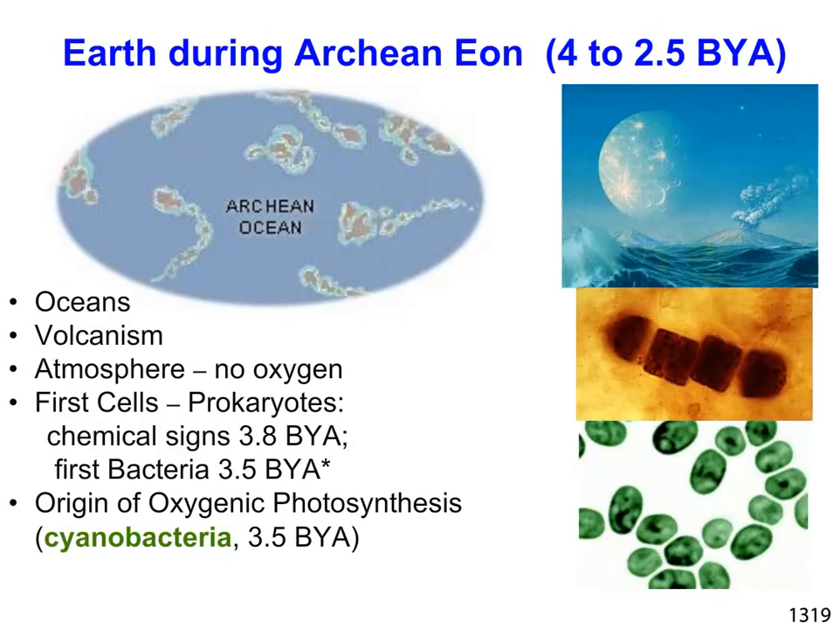Okay, so then we hit the Archean eon, which is 4 to 2.5 billion years ago. So the oceans were here. There were still a lot of volcanoes around, but it wasn't as bad. No oxygen in the atmosphere, but the first cells would arrive. There are chemical signals of them about 3.8 billion years ago. The first bacteria would come about 3.5 billion years ago.